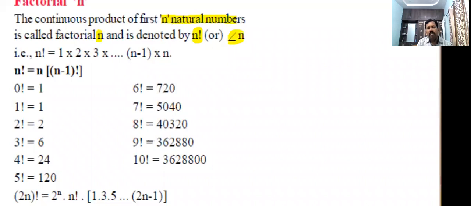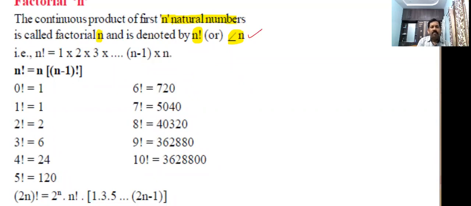This is not angle n. Angles are denoted by capital letters: angle A, angle B, angle C. Yes or no? Here, what is the letter? Small letter. Remember it. It is not angle n, it is factorial n. Okay, what is factorial n? The continuous product of n natural numbers is called factorial n and is denoted like this.